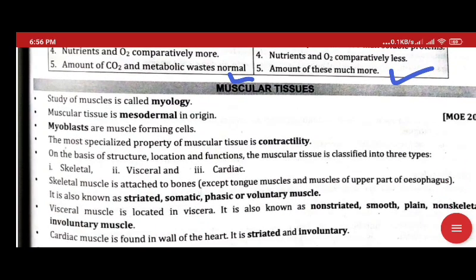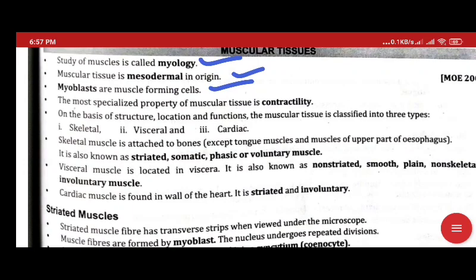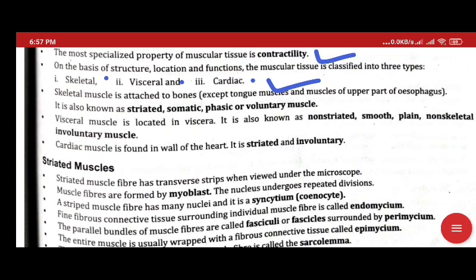Now muscular tissue is the third type of tissue after epithelial and connective, and the other is nervous tissue. In muscular tissue, myology is the study of muscles, of mesodermal origin, with myoblast as the muscle forming cell. The specialized function is contractility. On the basis of structure we have three types: skeletal, visceral and cardiac. Skeletal is with bone, visceral is not in our control, and cardiac is the heart.